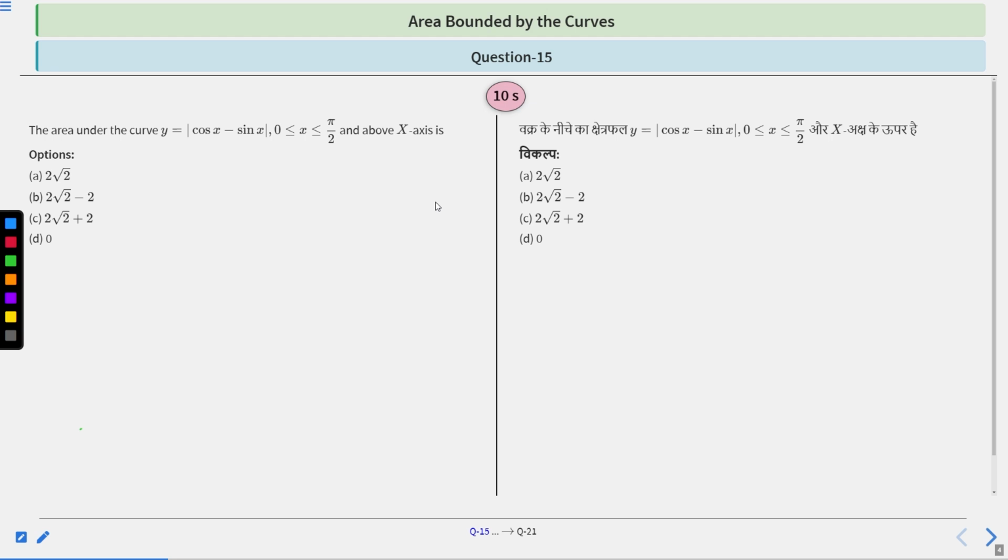So in this way, you can try to approach this question. You have 10 seconds to solve or think about this question. After 10 seconds, we will discuss the solution. Okay, let's move to the solution part.